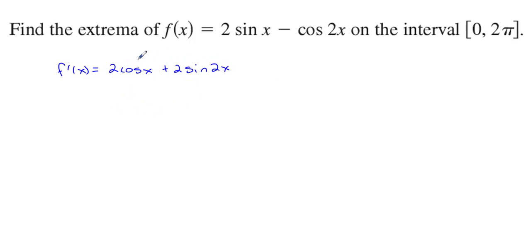Is this ever undefined? Well, cosine's always defined, right? Sine's always defined. You take 2 numbers, add them together, it's going to be a smooth curve still, right? So it's always going to be defined. So we just need to worry about when the derivative equals 0.